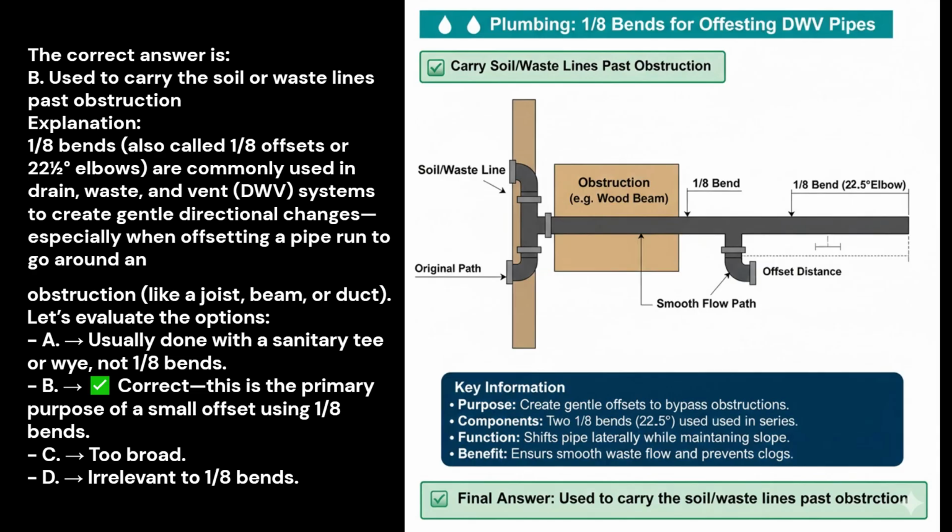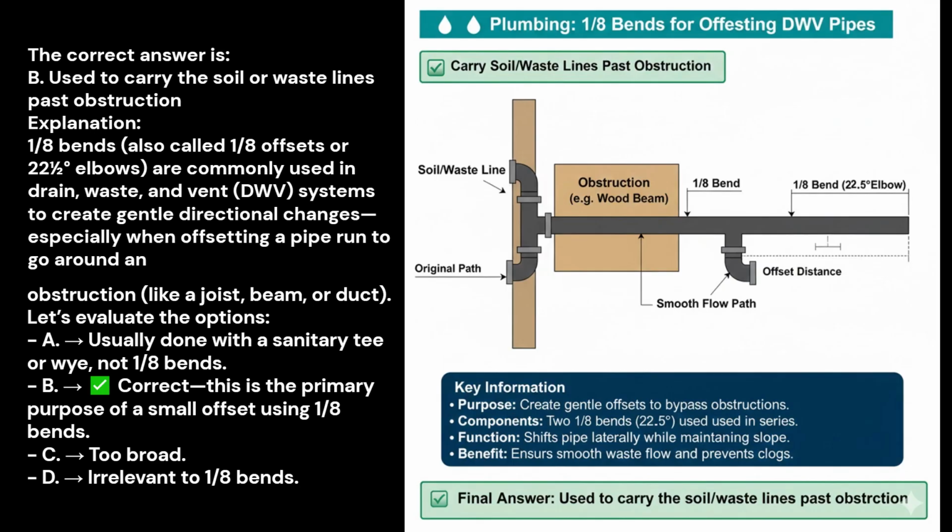Used to carry the soil or waste lines past obstruction. Explanation: 1/8 bends, also called 1/8 offsets or 22 1/2 degree elbows, are commonly used in drain, waste, and vent (DWV) systems to create gentle directional changes, especially when offsetting a pipe run to go around an obstruction, like a joist, beam, or duct. Two 1/8 bends, 22 1/2 degrees each, are often used together to create a 45 degree offset, allowing the pipe to shift laterally while maintaining proper slope and flow.